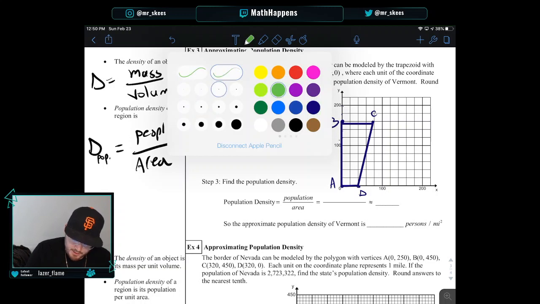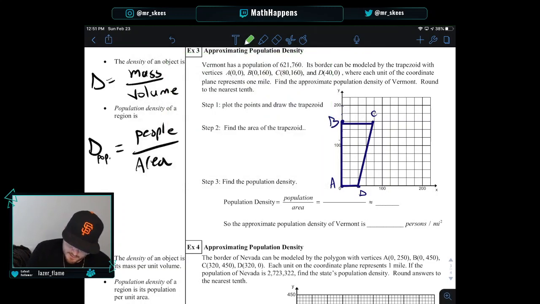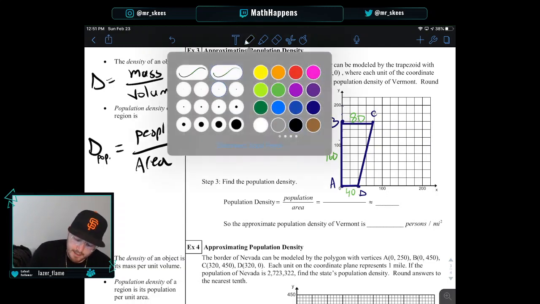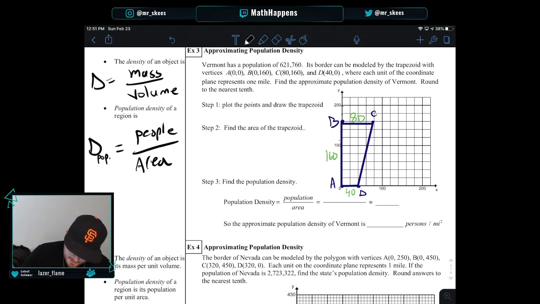What are the dimensions of Vermont here? This is 160 tall, 80 across. We don't know that diagonal. We're going to need to figure that out. If I were to draw my box, it practically is a box except for this piece right here. So this is an additional 40, and this is also 160 tall. Now we can start to figure that D is combining with my 40.